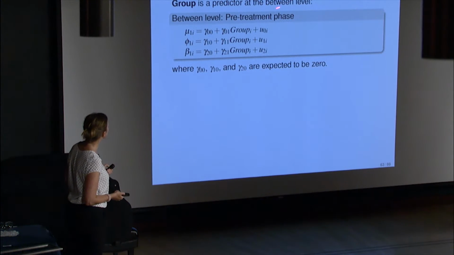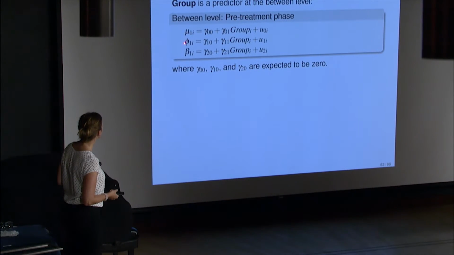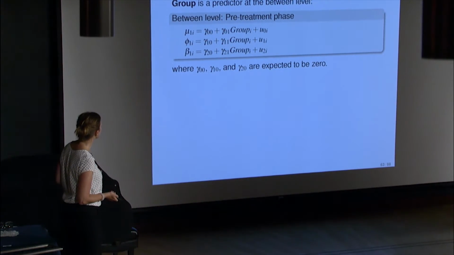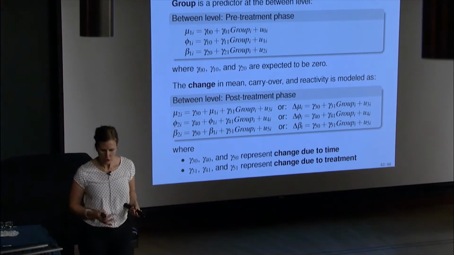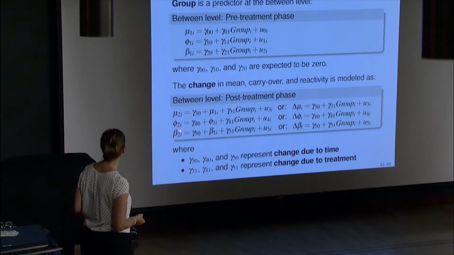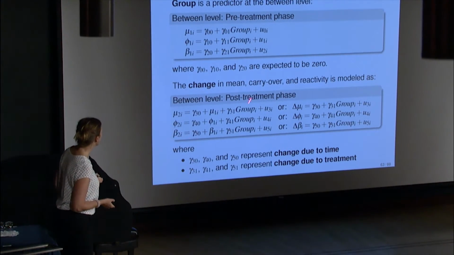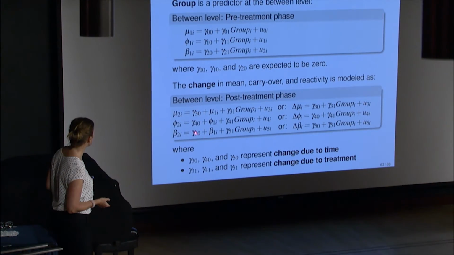Group is the predictor at the between level. So we regress the pre-treatment mean, autoregressive parameter, and reactivity on group. And we expect group not to be significant here. And then we also do the same thing as we did before for the change in the mean, the change in the autoregression, and the change in the reactivity as a function of group. And then you can think of the intercepts as just the effect of time on those quantities.